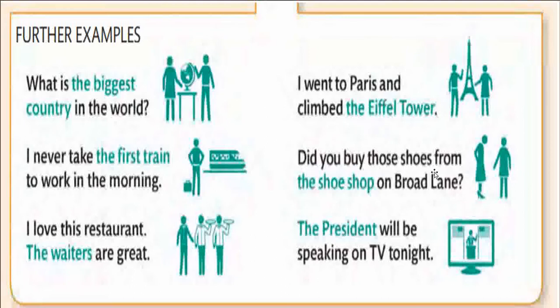Did you buy those shoes from the shoe shop on Broad Lane? Over here, it is referring to the specific shoe shop. The president will be speaking on TV tonight. Over here, president is the title, the designation, so the is used before it. You may pause the video and construct a few sentences.